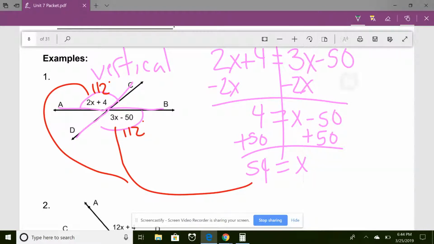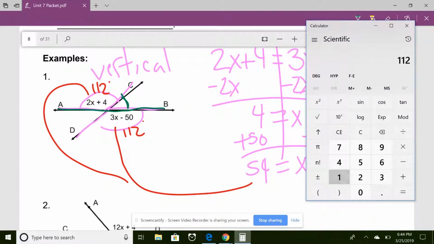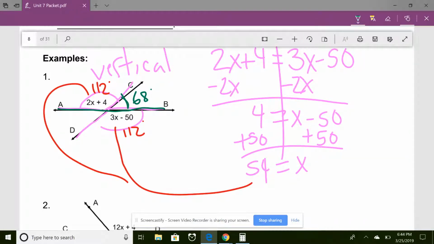The other two angles are supplementary. Remember, we have a straight line here. So we're going to figure out 180 minus 112, and that's 68 degrees. The other angle is vertical to that right here, and so this is also 68 degrees.